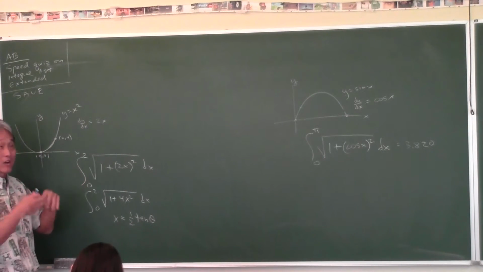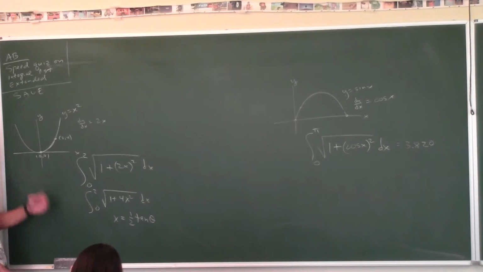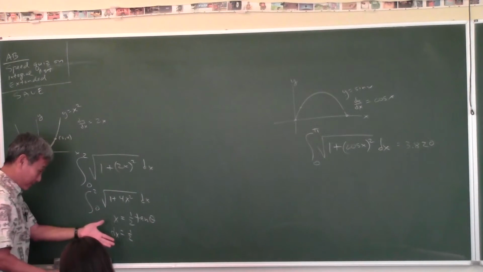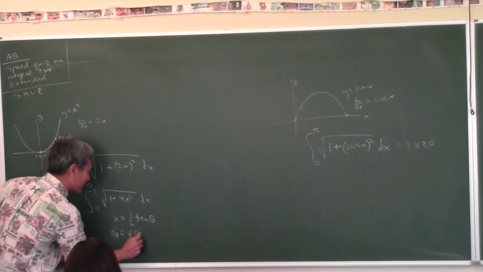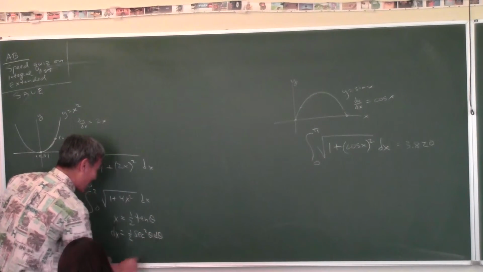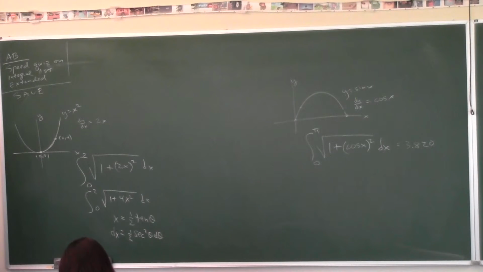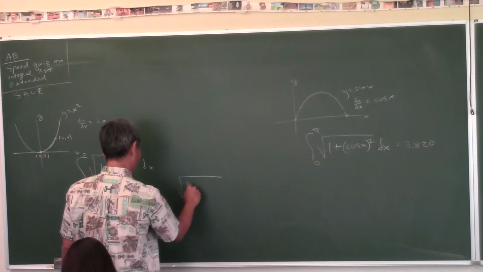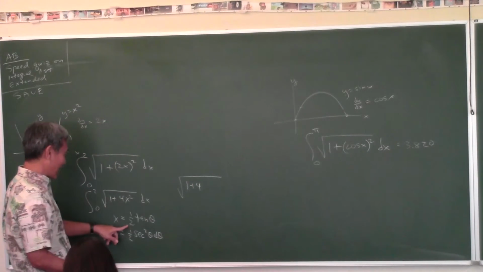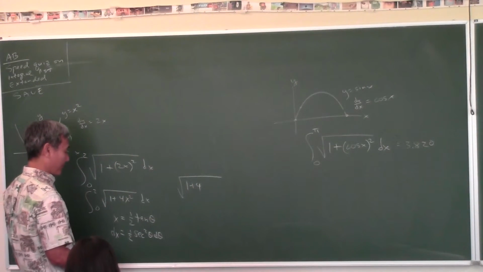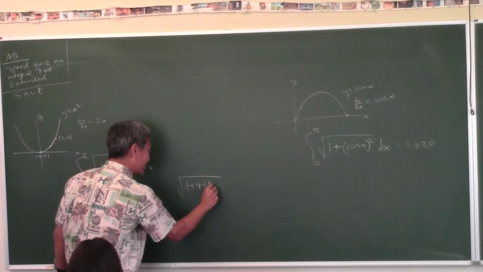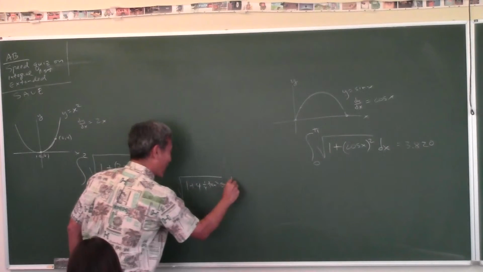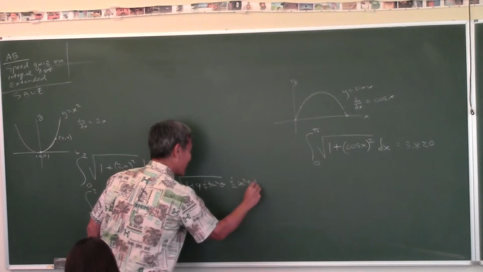Okay, let's just go a couple steps because some of you are just going, what? dx equals 1/2 secant squared theta d theta. So this integral becomes the square root of 1 plus 4 times x squared, and if x is 1/2 tan theta, x squared is 1/4 tangent squared theta. And dx equals 1/2 secant squared theta d theta.